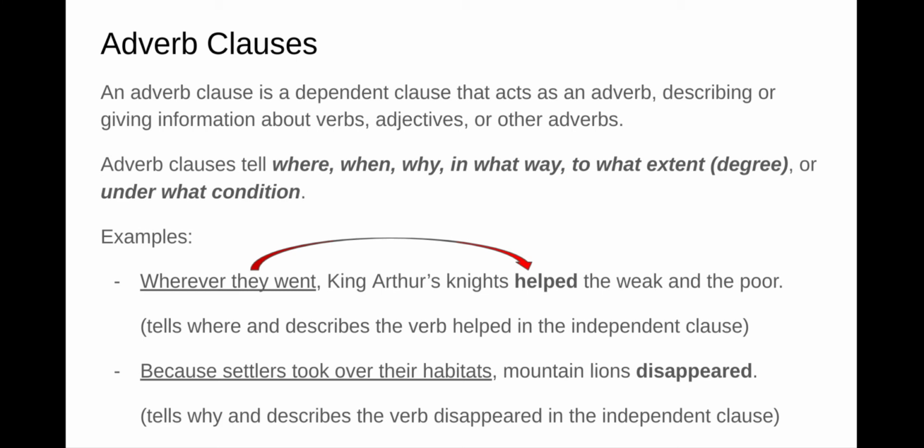The second example: because settlers took over their habitats, mountain lions disappeared. So in this case, the adverb clause is because settlers took over their habitats, and it's telling us why the mountain lions disappeared. So that means it is describing the verb disappeared. Okay, so you can see that those questions are always answered where, when, why, using those adverb clauses.